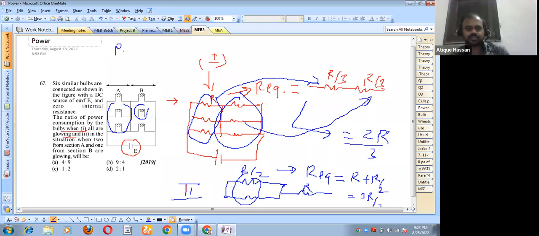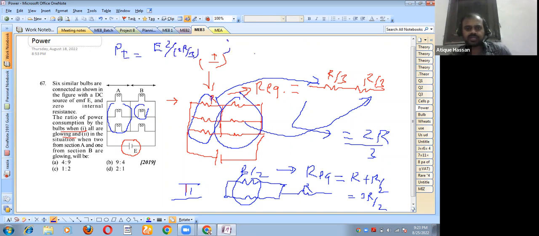First, for the first case, P1 will be equal to V square by R. It means E square by 2R by 3. And in the second case, power will be E square divided by 3R by 2.